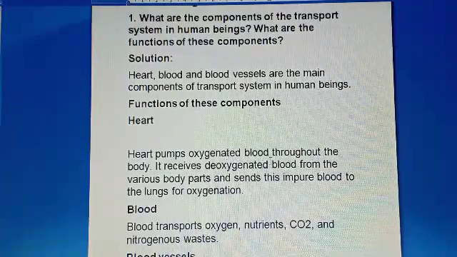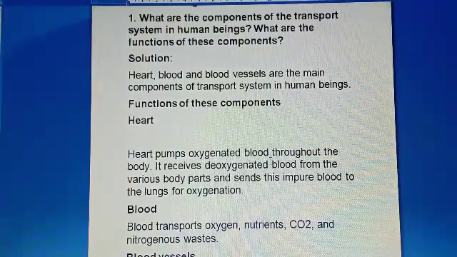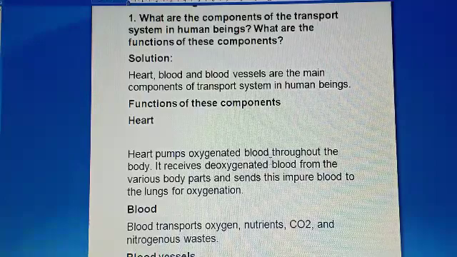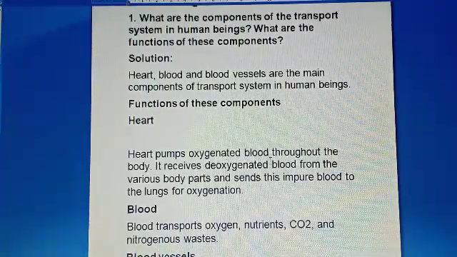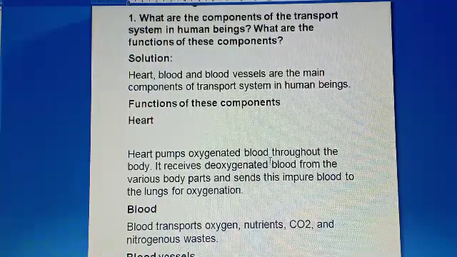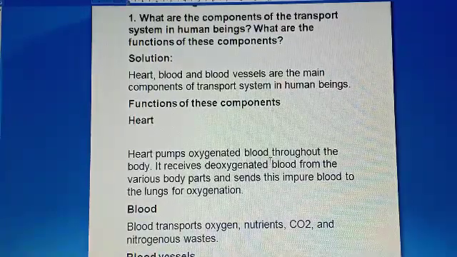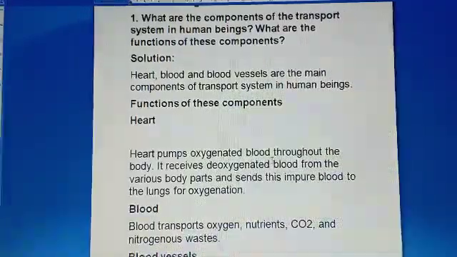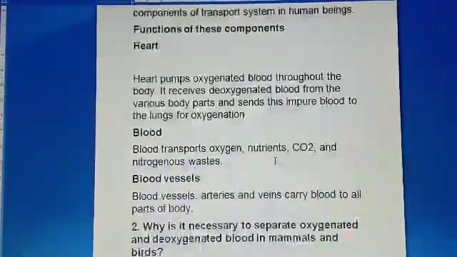As we know, the blood transports oxygen, nutrients, carbon dioxide and nitrogenous waste. Blood also contains some components like plasma, RBC, WBC and platelets. They also have their own unique work. You can also mention it if it is asked in 4 marks.